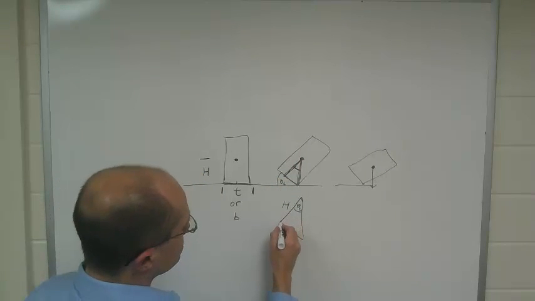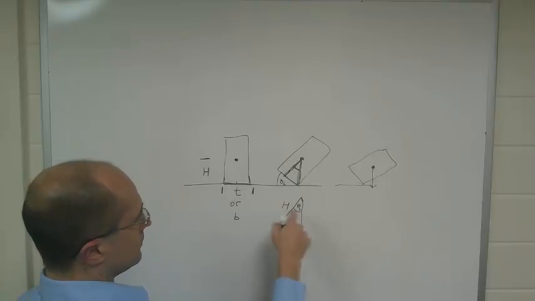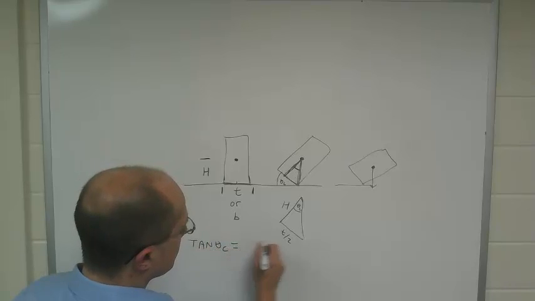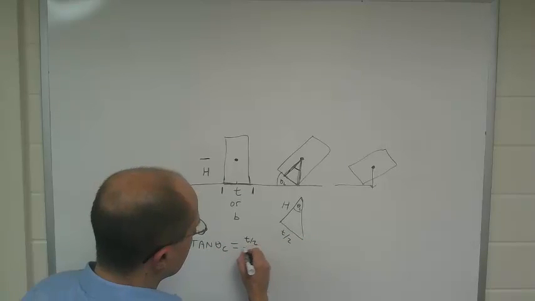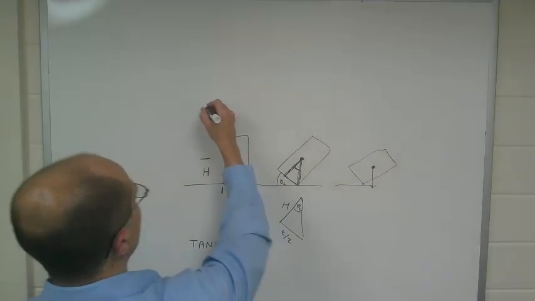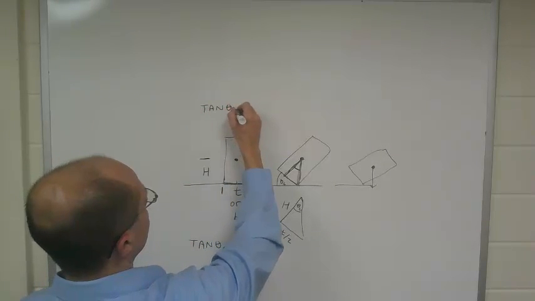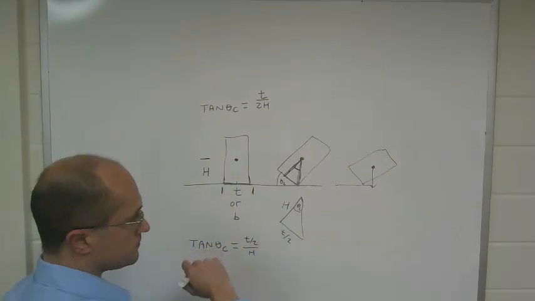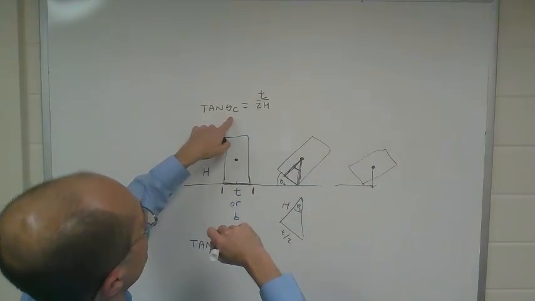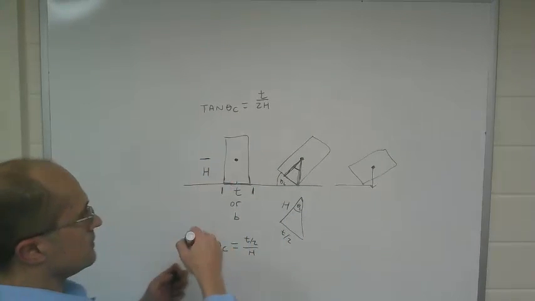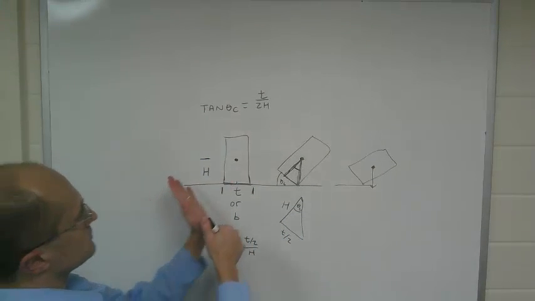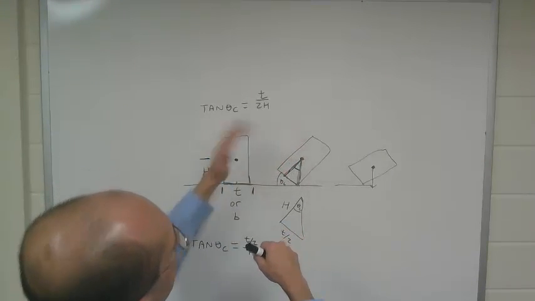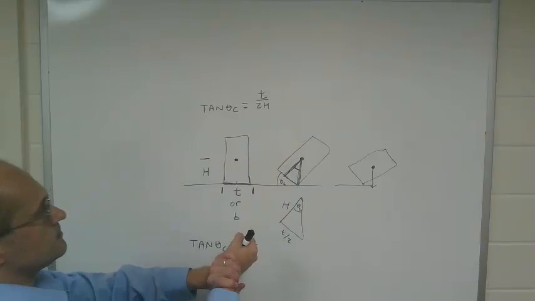So if we're looking at this triangle, what we see is the tangent of theta critical is defined as t over 2 divided by h. Or the tangent of theta critical is t divided by 2h. And then if you wanted to actually get that critical angle, you take the inverse tangent of both sides. So the idea is that there's some critical angle that you can tip an object, and once you're past that critical angle, your object is guaranteed to fall if it tips that far.